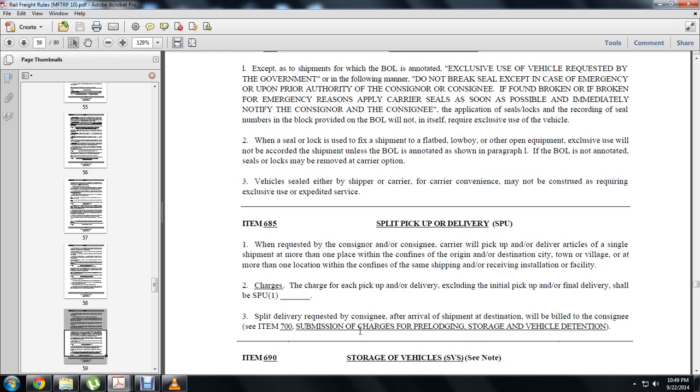Split pickup and delivery. When requested by the consignee, the carrier will pick up or deliver articles shipped at more than one place with the consignor, origin, destination, cities, villages, or locations within the confines of the same shipping and receiving installation. The charges of each pickup and delivery, excluding the initial pickup and the final delivery, shall be SPU1.